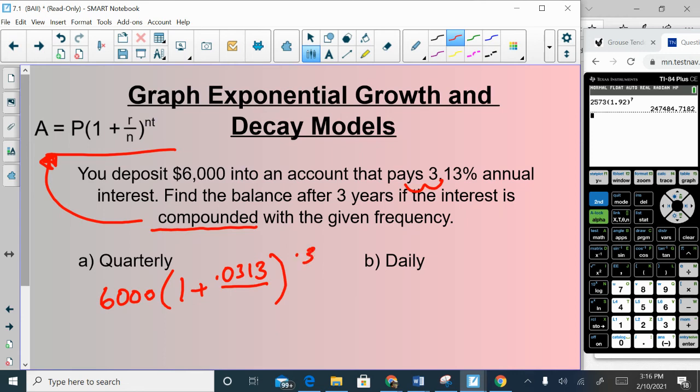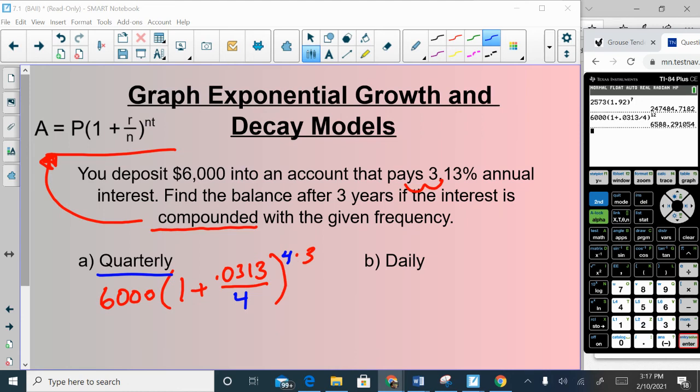times 3. And in our problem, we are compounding it in part A quarterly. And of course, if you're compounding something quarterly, that would be to say 4 times in a year. So this is the math that I'm going to need to do. I'm going to show you how to type this into your calculator properly, but be careful with this because this is something that people make mistakes with. So 6,000, 1 plus 0.0313 over 4, close parentheses, to the, and I can type in 4 times 3 here, or I know 4 times 3 is 12.